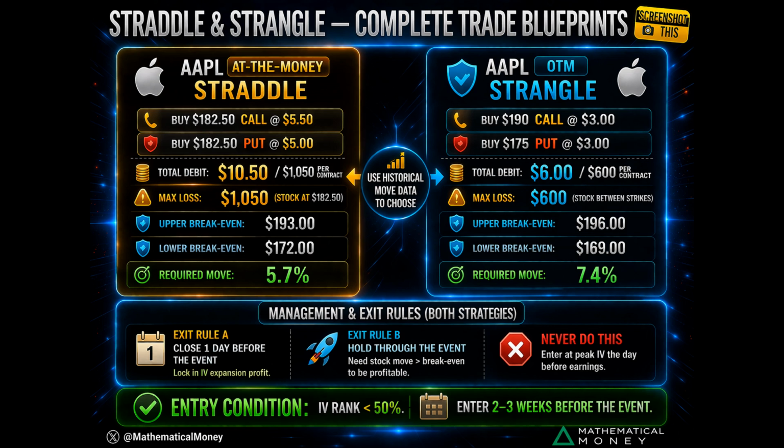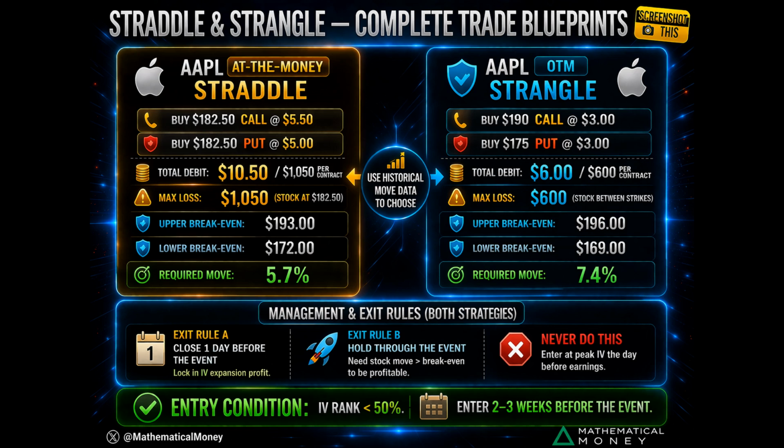Maximum loss, $10.50 at the strike price. Profit, unlimited in both directions beyond break-evens. Strangle: buy $190 call at $3. Buy $175 put at $3. Total debit, $6, $600. Upper break-even, $196. Lower break-even, $169. Required move, 7.4% in either direction. Maximum loss, $6 between the 2 long strikes.